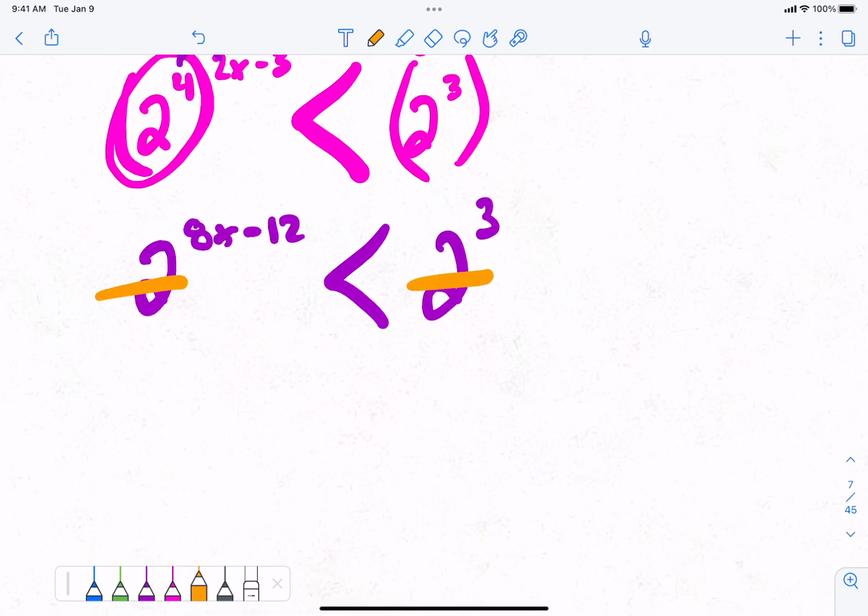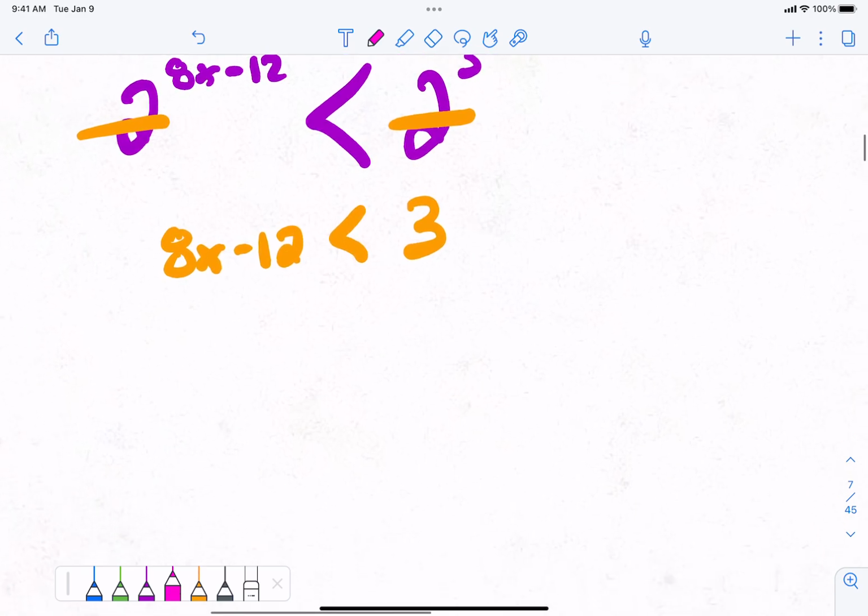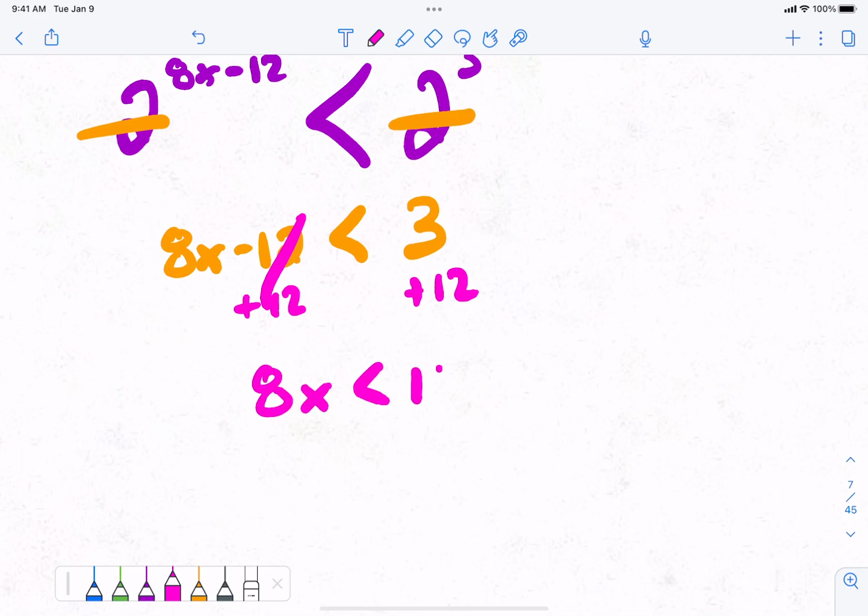Okay, now what do we do? Bases cancel. They're both the same, so they cancel. So 8x minus 12 is less than 3. And then what? Yeah, right, Jordan? Don't trust her. Just don't take it for granted. She's right. Add the 12. Divide by 8. Now that's not going to come out nicely. 8x is less than 15.